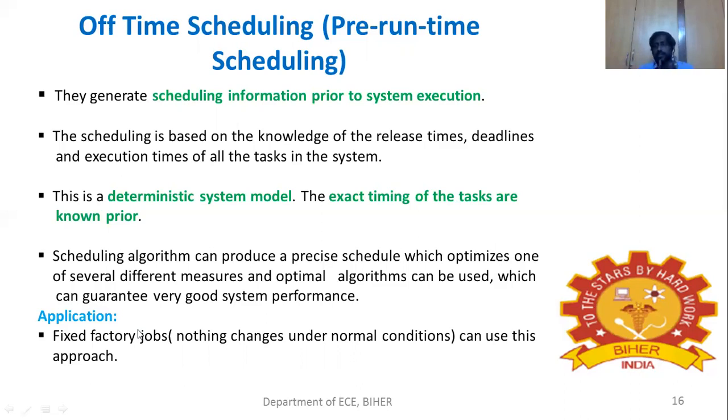First we finish the schedule. What tasks are there? What is the time deadline? So we fix the tasks according to the deadline, and we form a model according to that deadline. So it can remain the same for other executions also. So these kinds of systems, fixed factory settings, can use this offline scheduling algorithm.